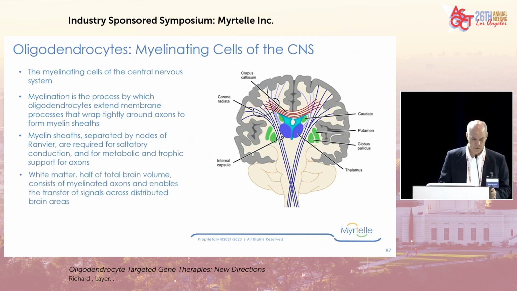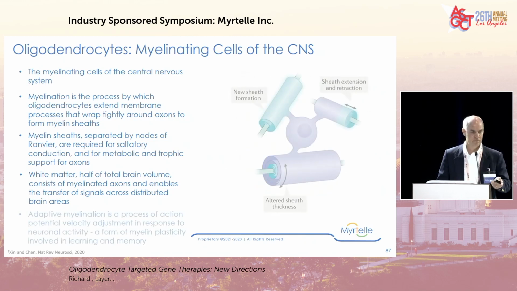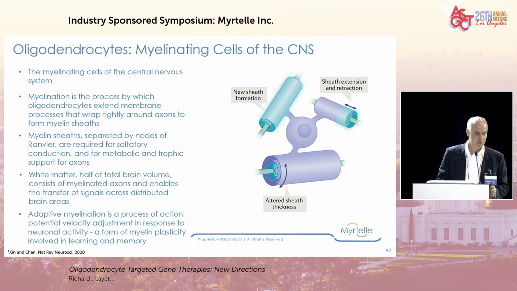White matter, which is approximately half of the volume of a human brain, as Chris said, is composed of myelinated axons and enables the transfer of signals across distributed brain areas. Finally, as Ethan discussed, myelination is adaptive. Oligodendrocytes can adjust action potential velocity by changing the length of myelin sheaths, thickness, and by creating new myelin sheaths.